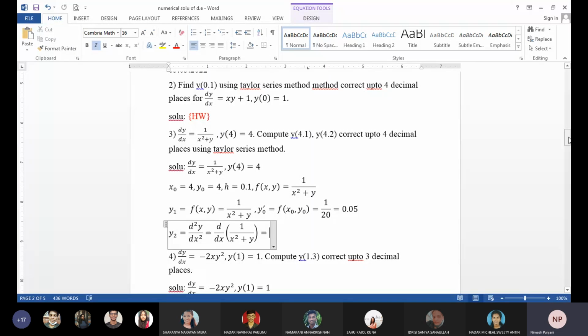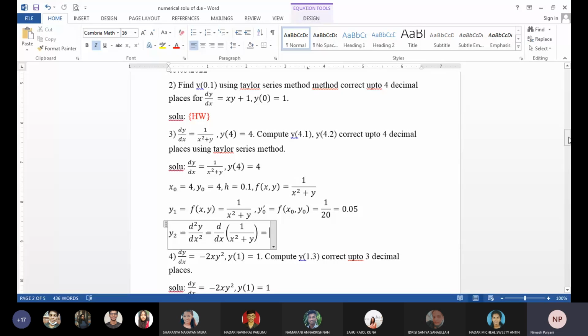Anyone? What is the derivative of 1 upon x? Minus x raised to minus 2. That is basically minus 1 upon x square. Okay, 1 upon x का derivative is minus 1 upon x square.